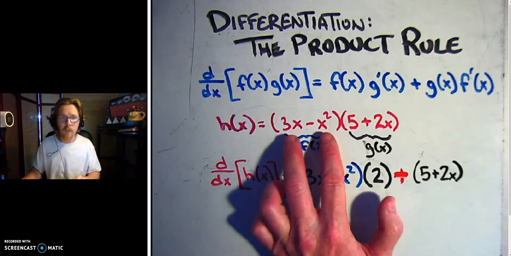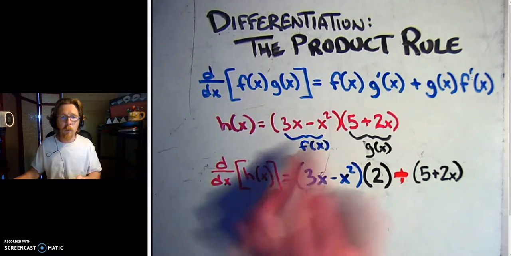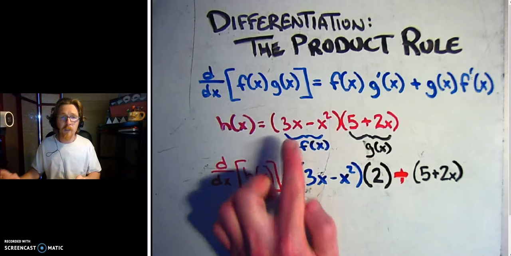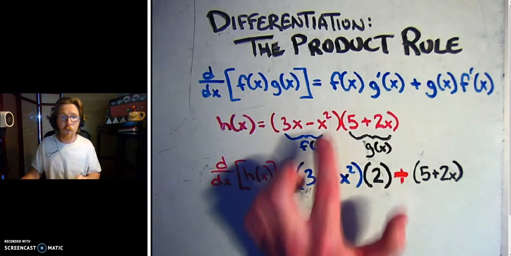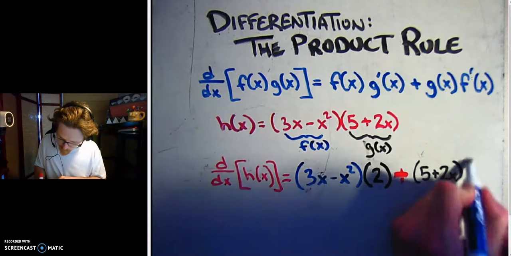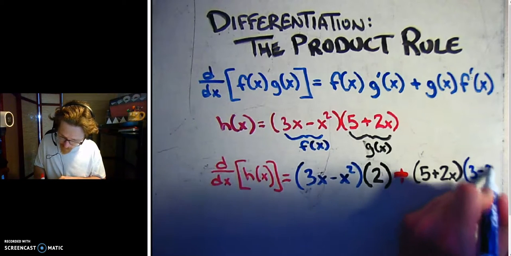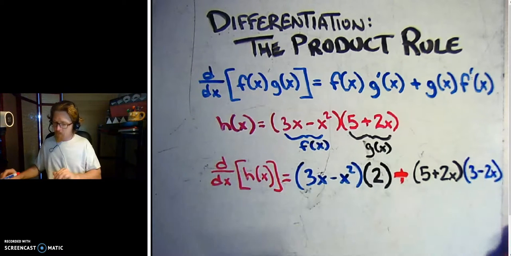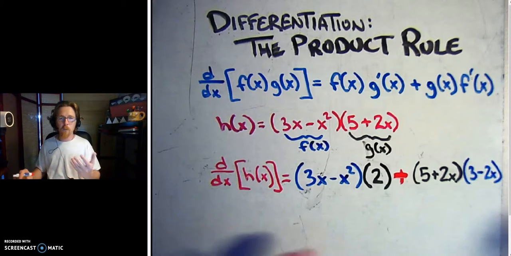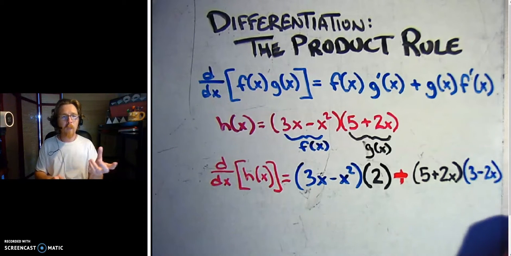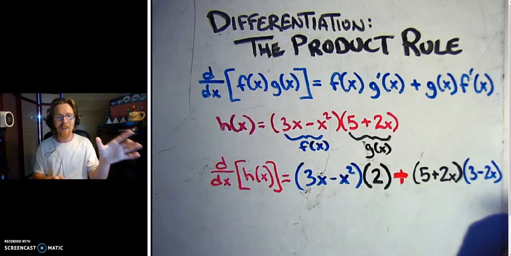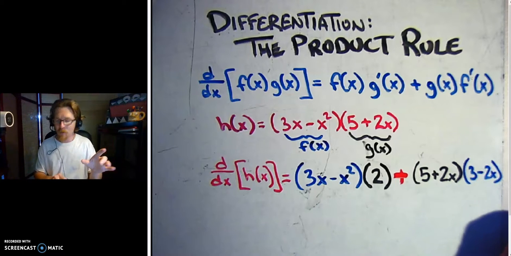And so now we need the derivative of this. Well, the derivative of 3x is 3, and the derivative of x squared is 2x. So we end up with 3 minus 2x. And so this is our product rule. This really is the derivative of h. But as a math student, we might just simplify this answer together.